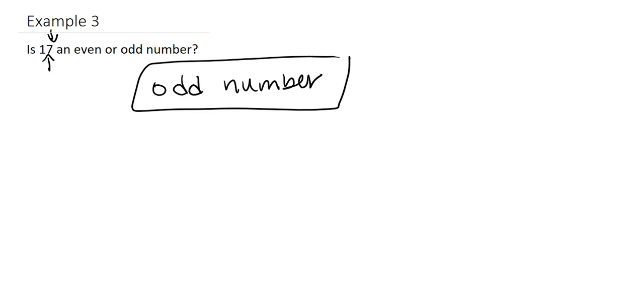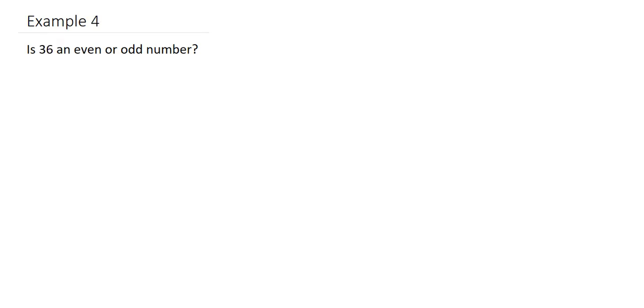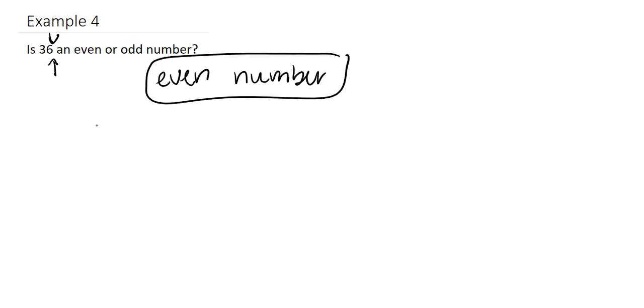Let's do one final example. 36. Is 36 an even or odd number? Well, we see that it ends in a 6, so we know it's an even number. And all this means is, therefore, we can do 18, say dots. 9.